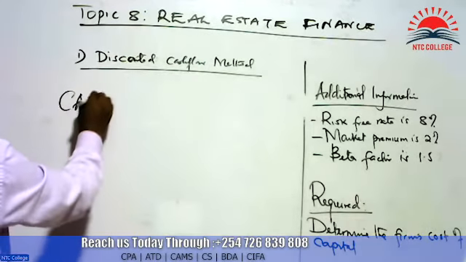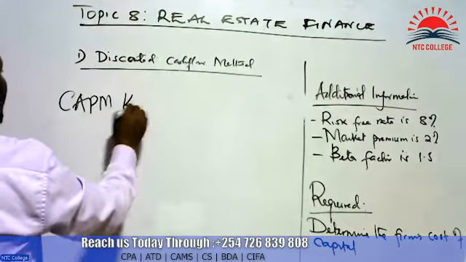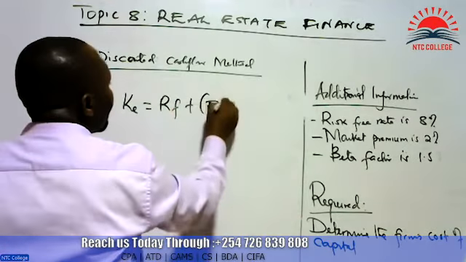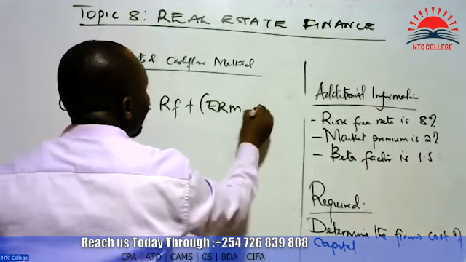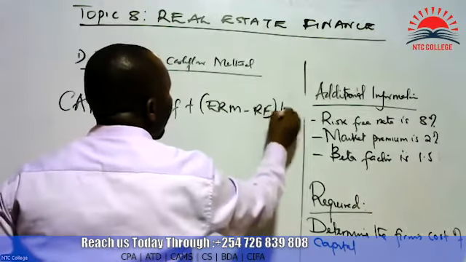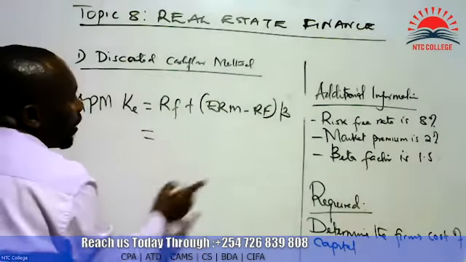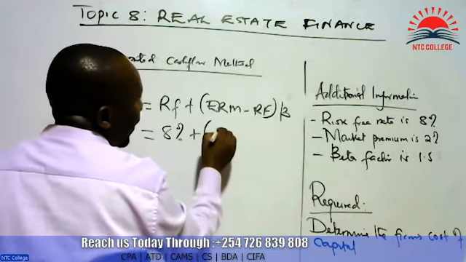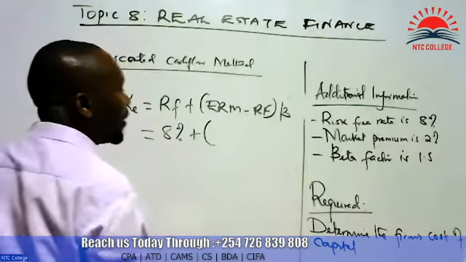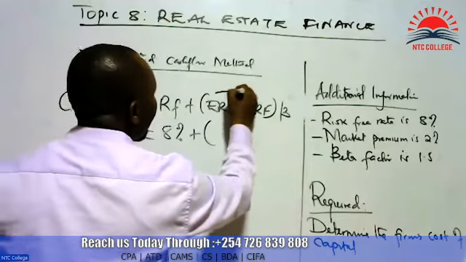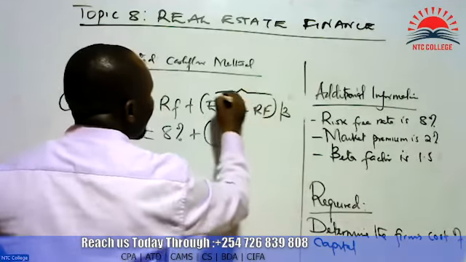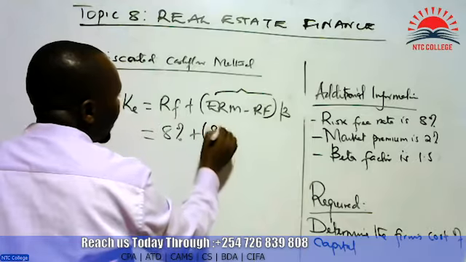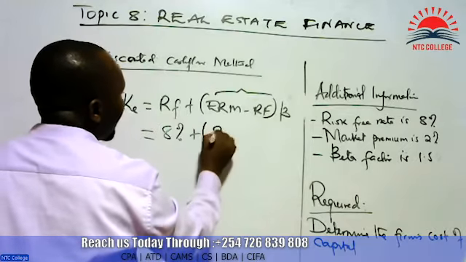So we are saying that CAPM, the cost of capital or cost of equity, is equal to RF plus (ERM minus RF) into beta, right? So we are having our RF, which is 8%, plus the market premium, which has been given. That is the figure that should be here. So we just take our market premium times 1.5.